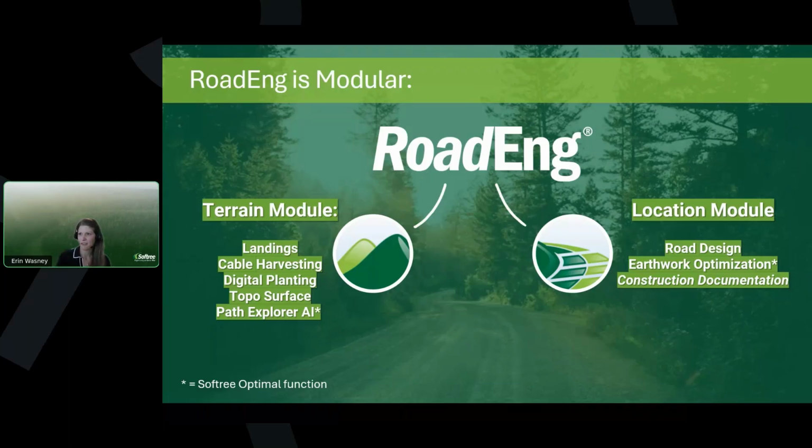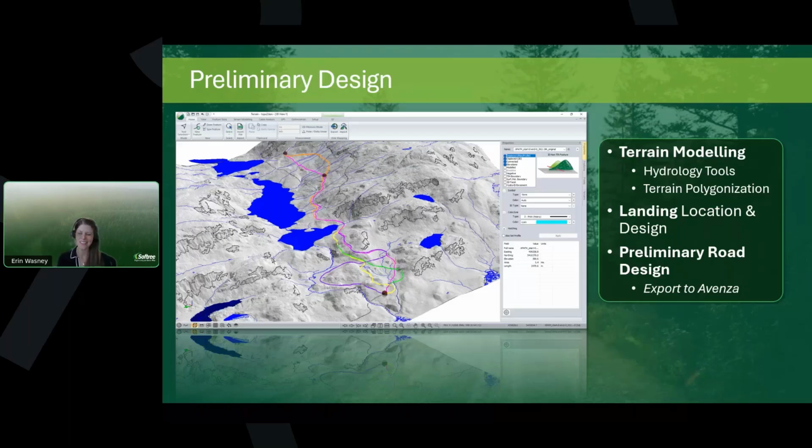Okay, enough from me. Let's get into preliminary design. I'm going to attempt to pass the screen to Matt, and we are going to really answer a couple of key questions. Where should my access road go? Where should the landing go? Where's the water that we might want to avoid? And is there any terrain or features or steep terrain that we might want to avoid as well?